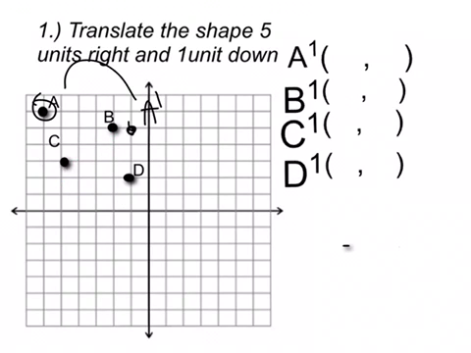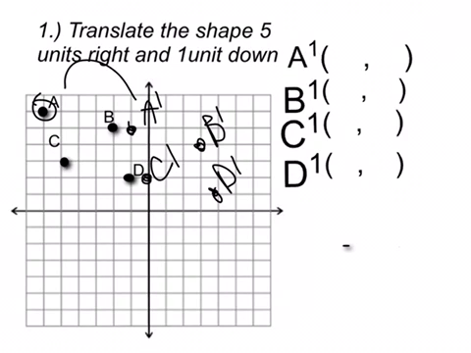First, we're going to move it over 5 units to the right. So 1, 2, 3, 4, 5, 1 down. That's going to be right there, and that's going to be B prime. Same for C. We're going to go over 5 and then 1 down. That's going to end up right there, C prime. And finally D, 1, 2, 3, 4, 5, and 1 down. That's going to end up right there. That's going to be D prime.